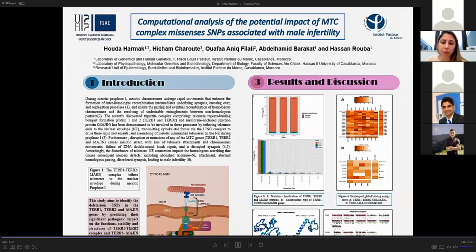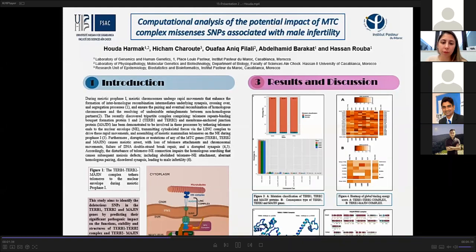Furthermore, disruption or mutation of any of the MTC genes causes meiotic arrest with loss of telomere attachment and chromosomal movement, with the failure of DNA double strand break repair and disrupted synapsis. Accordingly, the disturbance of telomere nuclear envelope connection impairs the homologous searching that causes subsequent meiosis defects, including ablated telomere nuclear envelope attachment, aberrant homologous pairing, and disordered synapsis leading to male infertility.